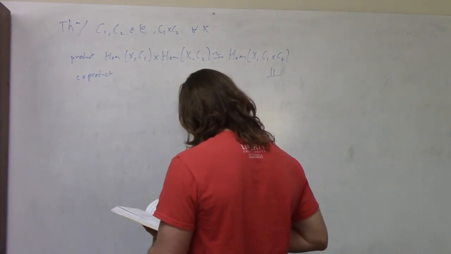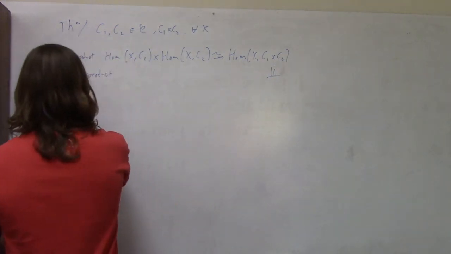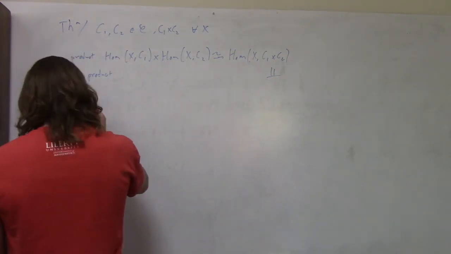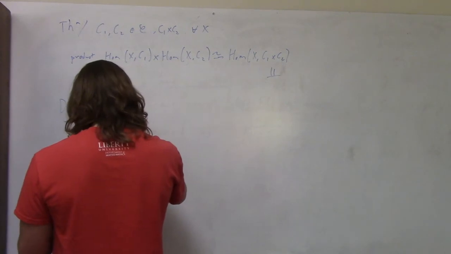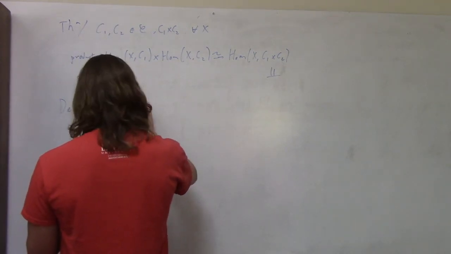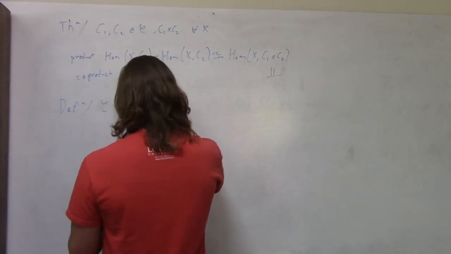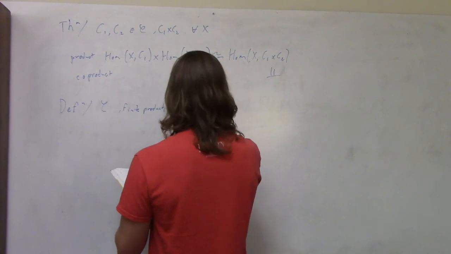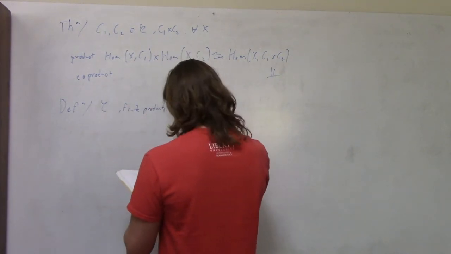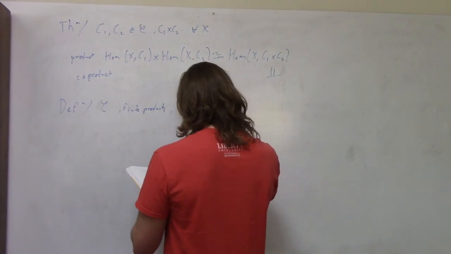Alright, and then we're going to define group objects. We have C a category having finite products, or okay, having products, and the terminal object Z. Then a group object in C is an object G.